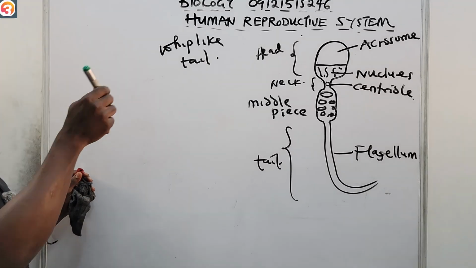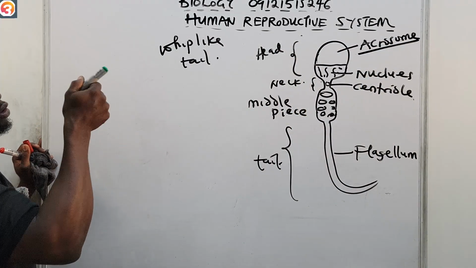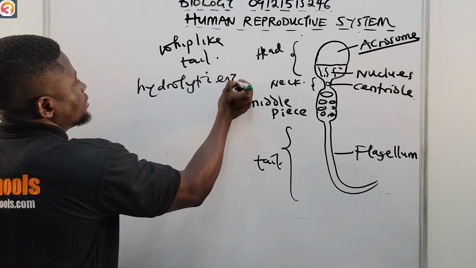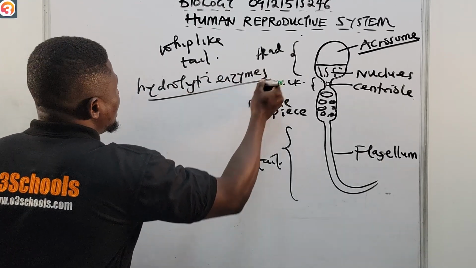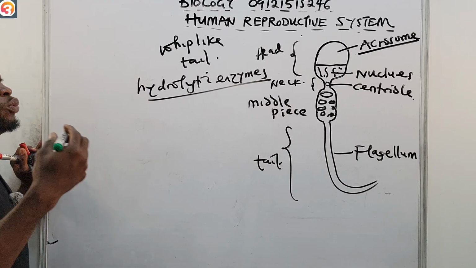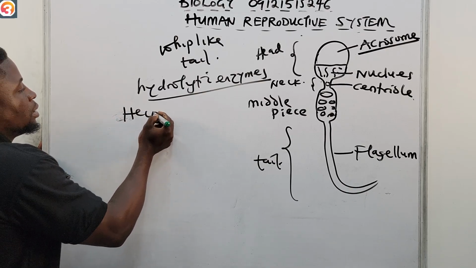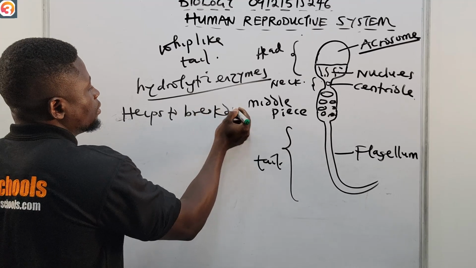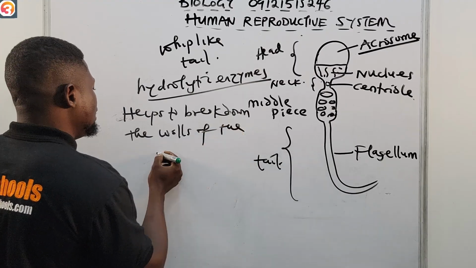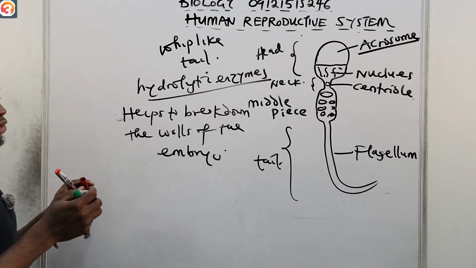Of course the head consists of the acrosome. This acrosome also consists of hydrolytic enzymes. And what does this hydrolytic enzyme help to do? It helps to break down the walls of the embryo. So that is the function of the hydrolytic enzymes.